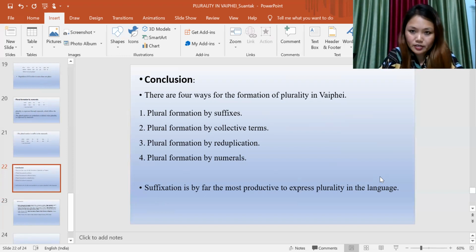So to conclude my presentation, suffixation is by far the most productive and a convenient way to express plurality in the Vipe language. Thank you.